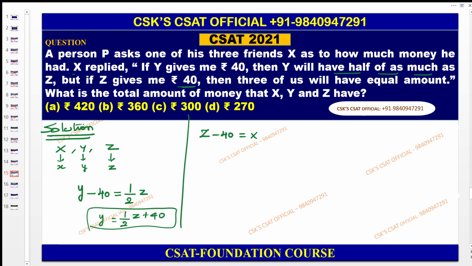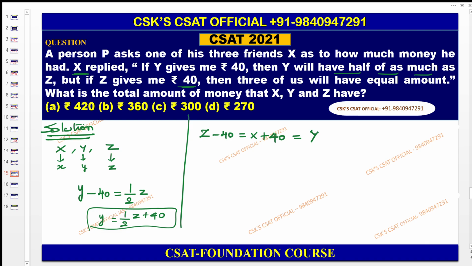Listen, who is replaying here? X is replaying here. So therefore X is carrying that 40, which is equal to Y. That's it. Now we have to equate that one.